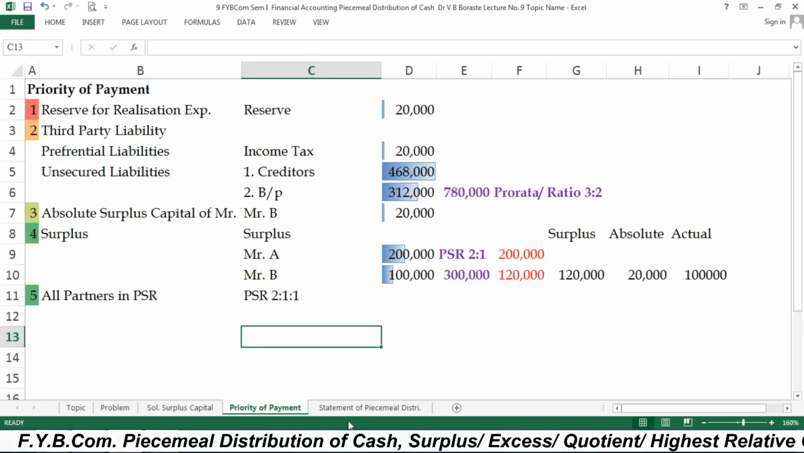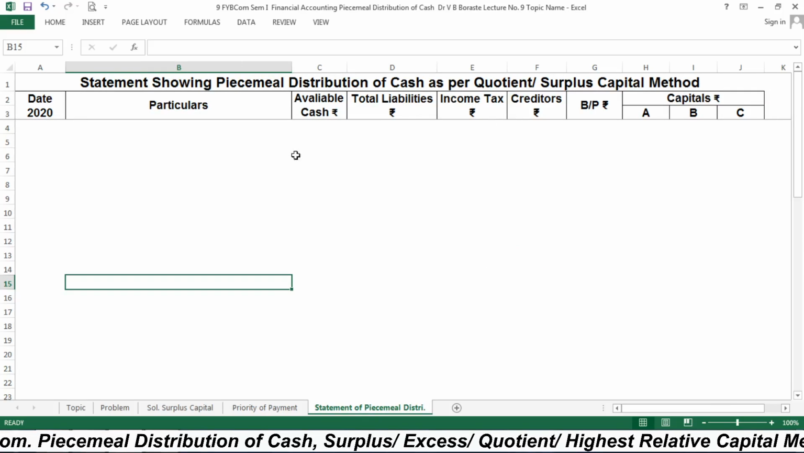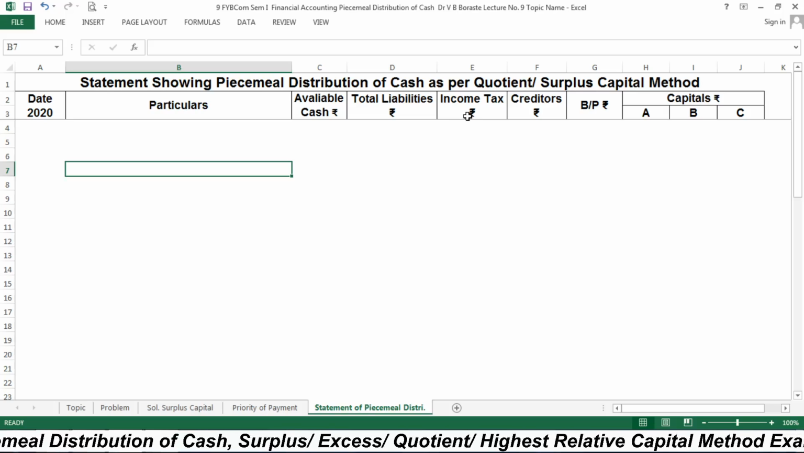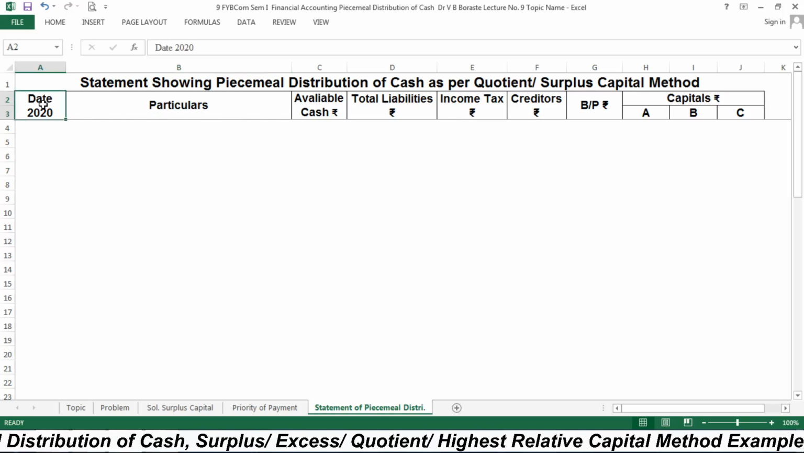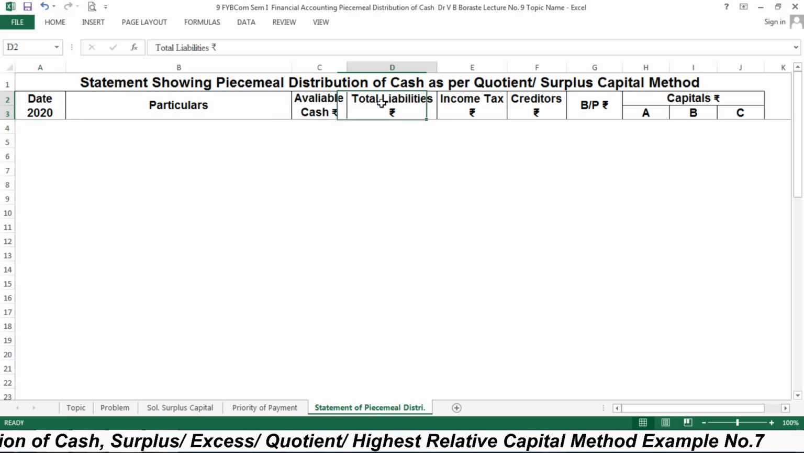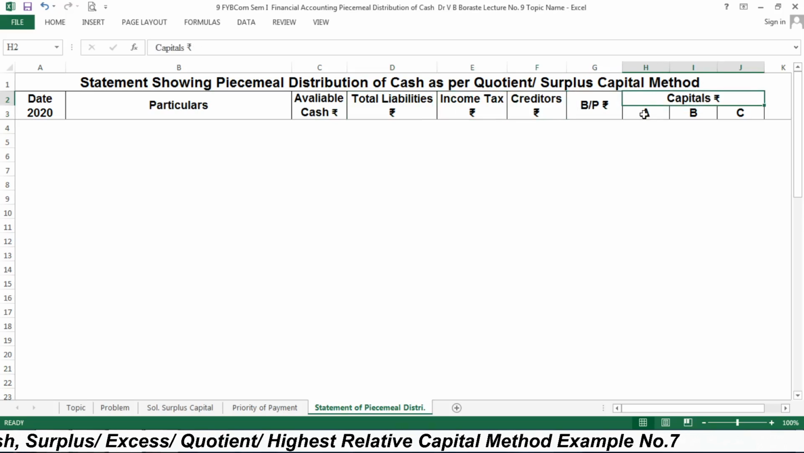After the priority of payment, we can prepare a statement showing piecemeal distribution of cash as per the surplus capital method. For that we have to draw a column of liabilities. First of all, we have a column of debt, then particulars, available cash, total liabilities, income tax, creditors, bills payable, and capital of A, B, and C.